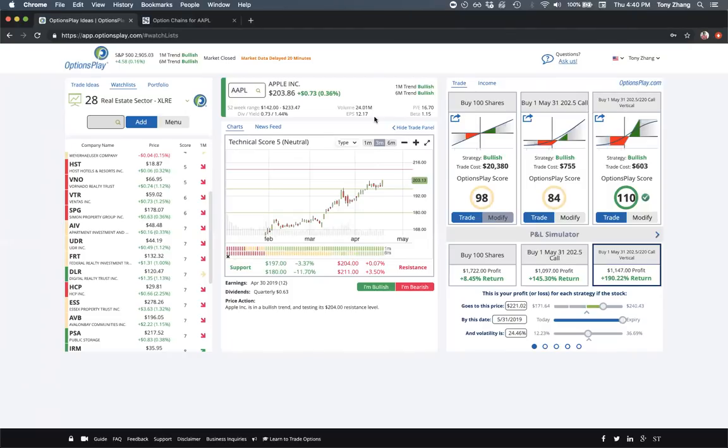So the platform itself, Options Play, is divided into three sections. You have trade ideas, watch list, and portfolio on the left. In the middle is your security analysis panel. And on the right-hand side is trading and income.